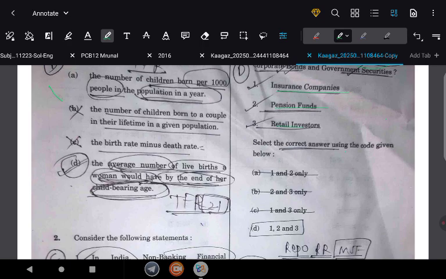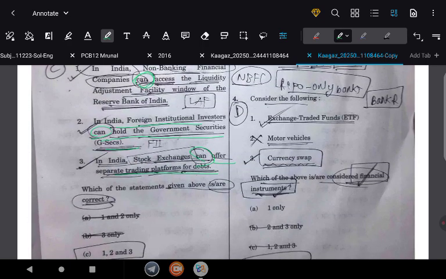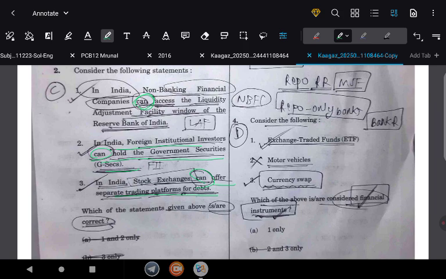It is fine. So I went to this option D, 1 2 3. So let us see the next. Consider the following. Which of the above are considered as financial instruments?